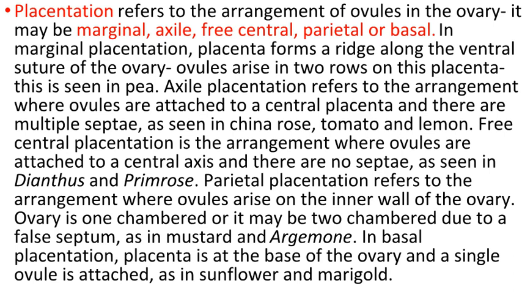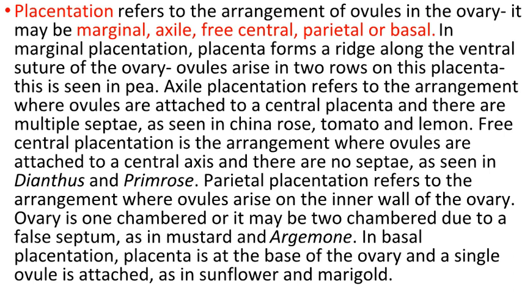Free central placentation is the arrangement where ovules are attached to a central axis and there are no septae, as seen in dianthus and primrose. Parietal placentation refers to the arrangement where ovules arise on the inner wall of the ovary. Ovary is one-chambered or it may be two-chambered due to a false septum, as in mustard and argemone.